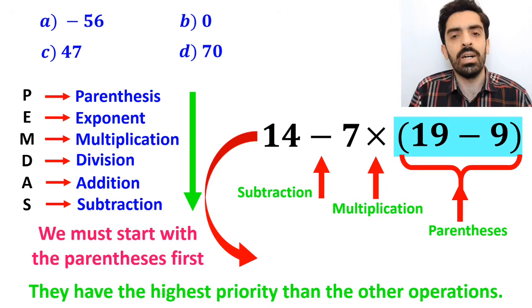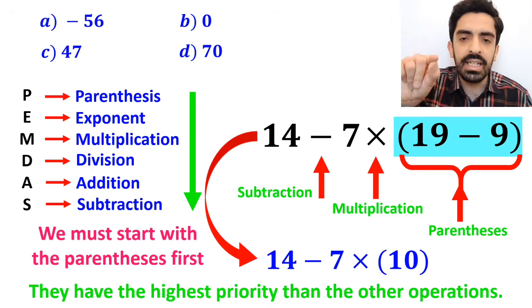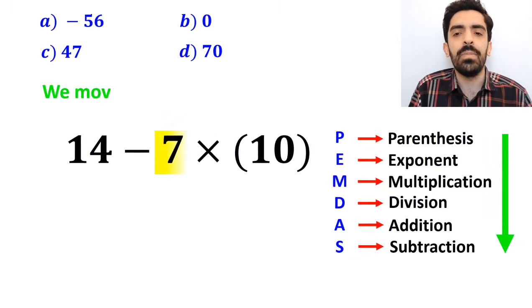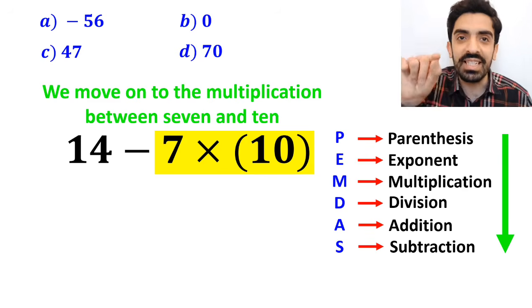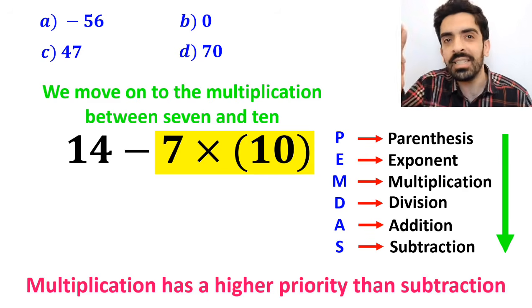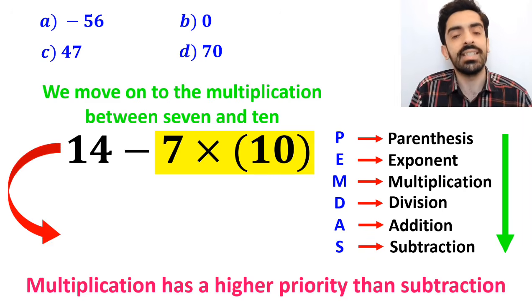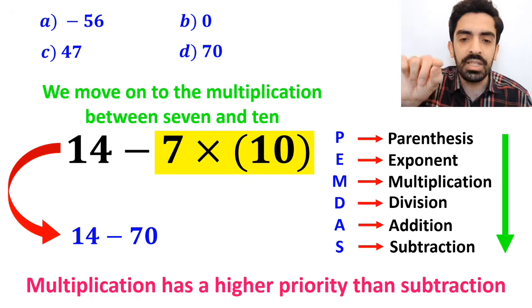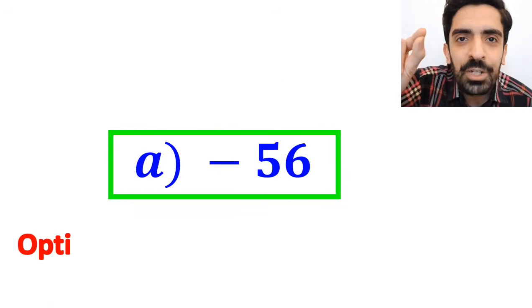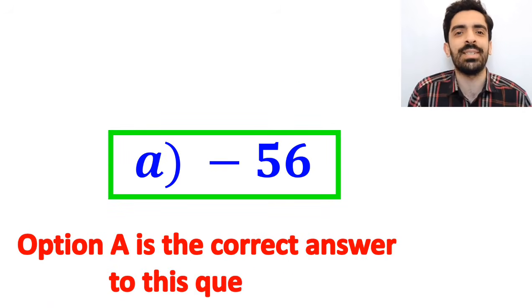So, we can write this expression as 14 minus 7 multiplied by 10. In the final step, we move on to the multiplication between 7 and 10 because multiplication has a higher priority than subtraction. So, we rewrite this expression as 14 minus 70, which finally gives us the answer negative 56. Therefore, option A is the correct answer to this question.